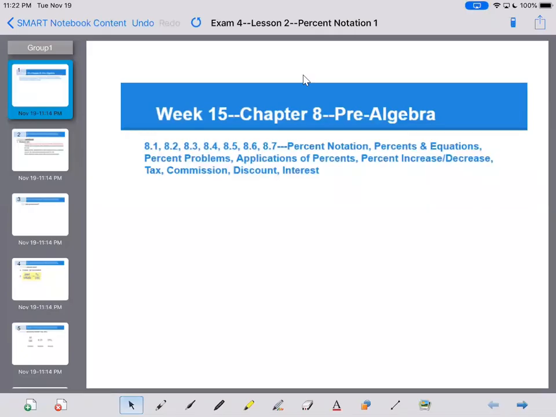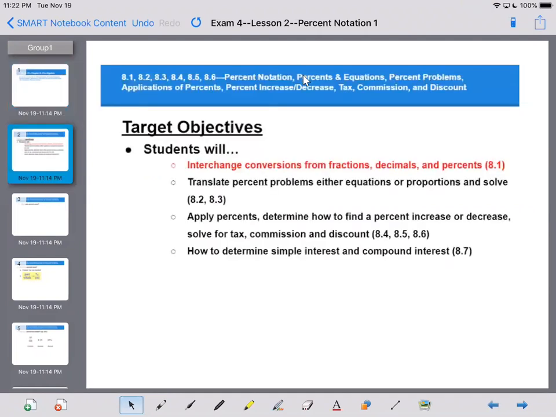So this is lesson 2 for exam 4. So we're going to discuss everything about percents that we can. And so if we look at our objectives, we want to start with the basics of looking at different conversions, different formats, different notations. And then we want to look at equation proportions. And then we want to apply percent increase and decrease to problems. And then we want to look at tax and commission and discount to solve certain problems.